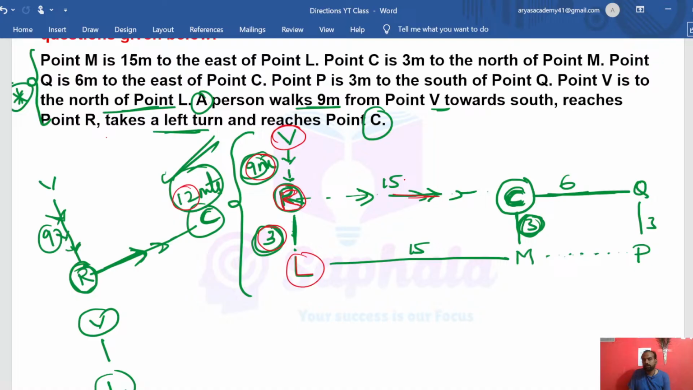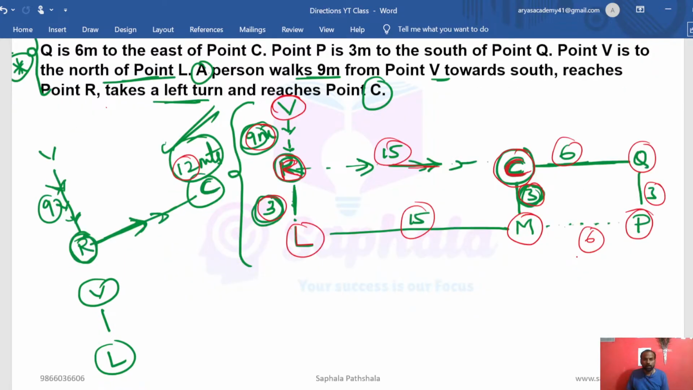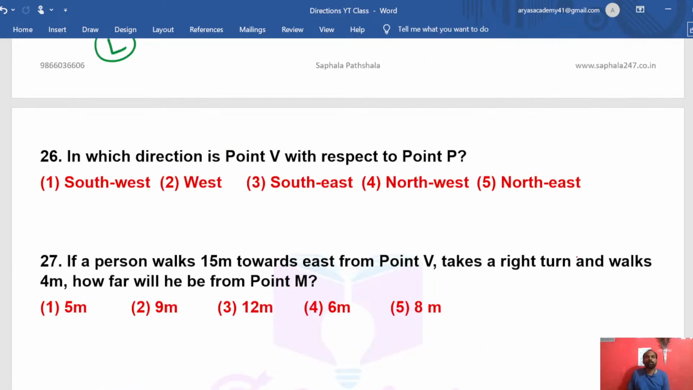If I reach this 15 meters, this is 15, and that is also 15. I'll reach a point which is known as C. C is here, and point M is here. This is 3, and this is also 3. Point Q is here. If this is 6, then this also must be 6, and point P is here. With this information in the diagram, now we will go to answer the questions.